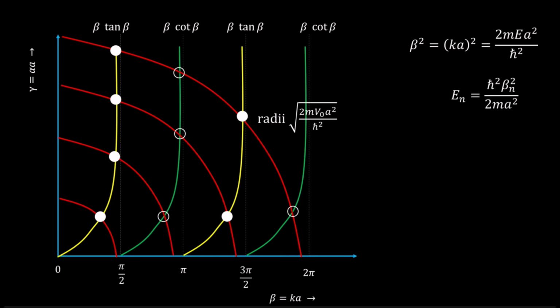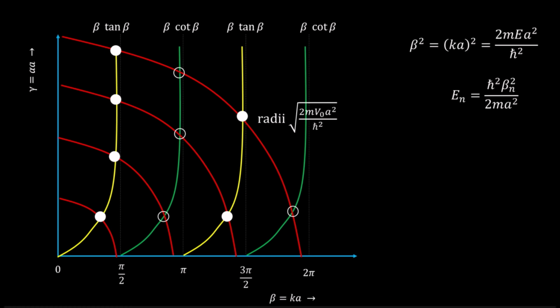For a given particle, the number of bound states depends on the height and width of the potential barrier through the factor V0 a square. If the radius is greater than 0 and less than pi by 2, then we have only one intersection. If the radius is greater than pi by 2 and less than pi, then we have two intersections. And if the radius is greater than pi but less than 3 pi by 2, then we have three intersections, and so on.